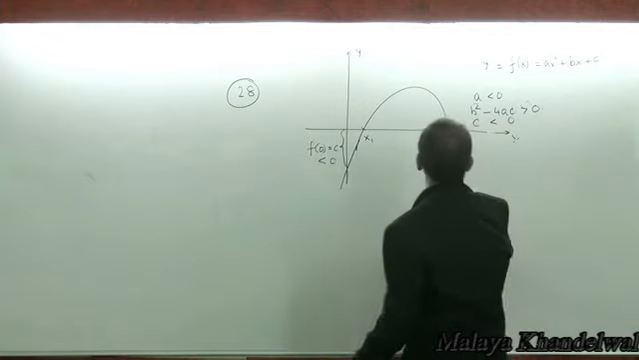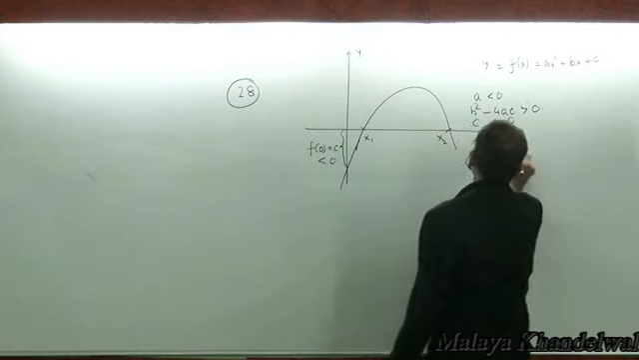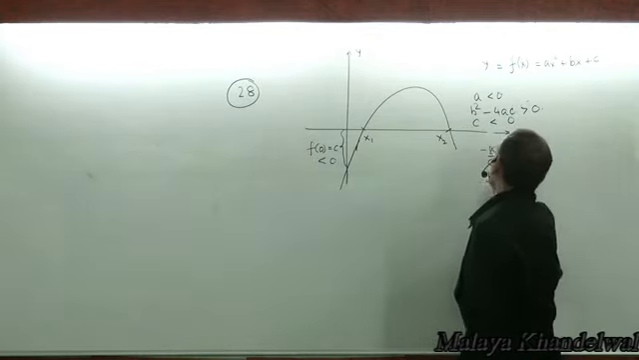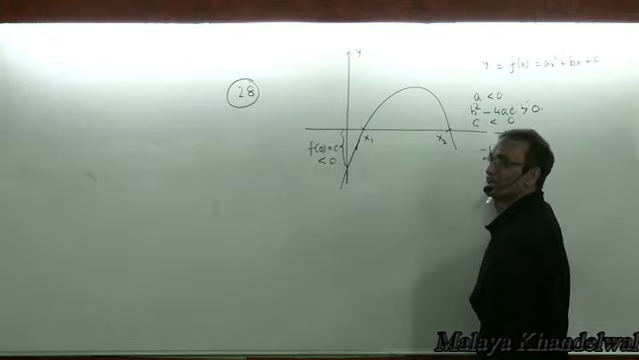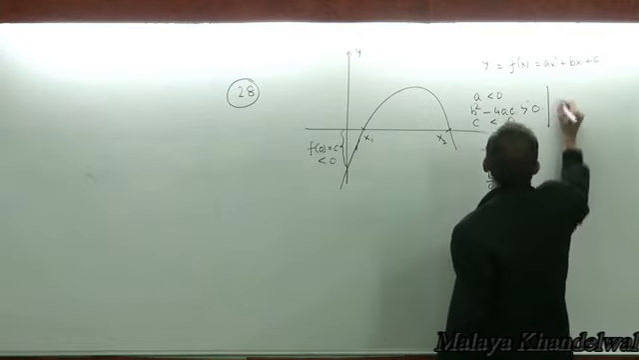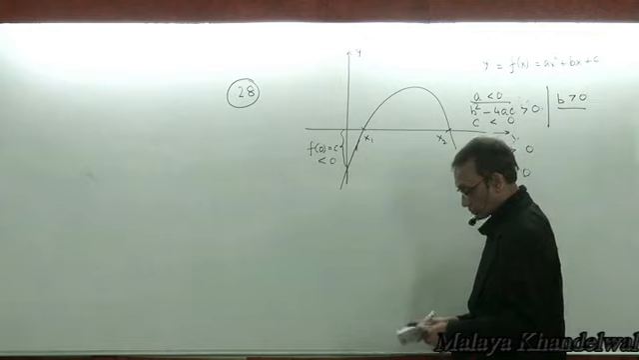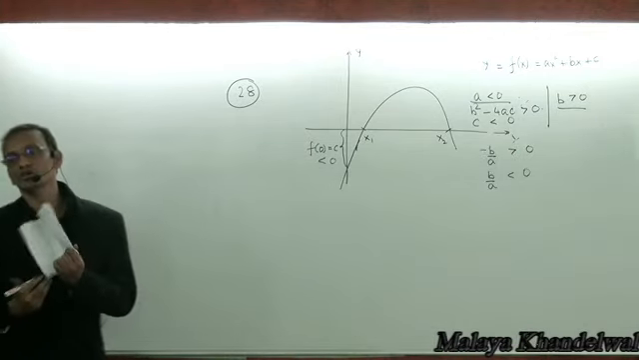A and B are of opposite signs. Now, what about the sum of the roots? Minus b by a, positive. That means b and a must be of opposite signs. A is negative, so B must be positive. So B is positive. So A and B are indeed of opposite signs. So option D is also correct.